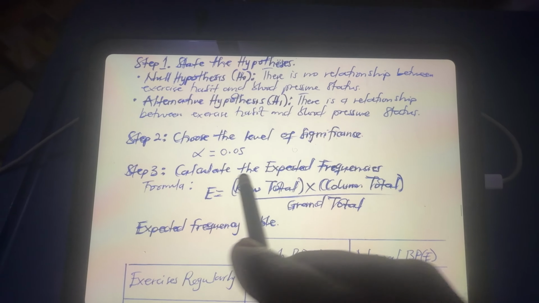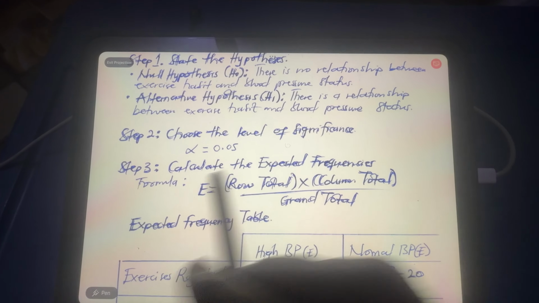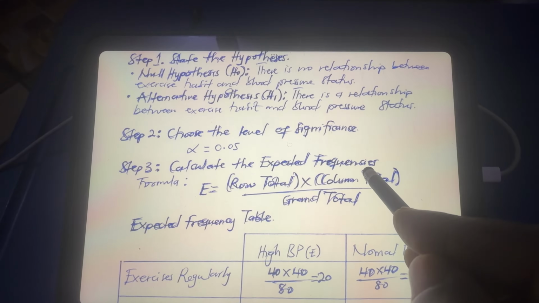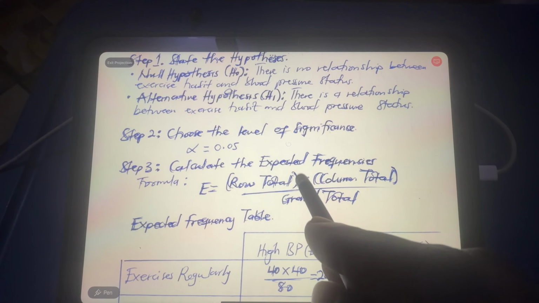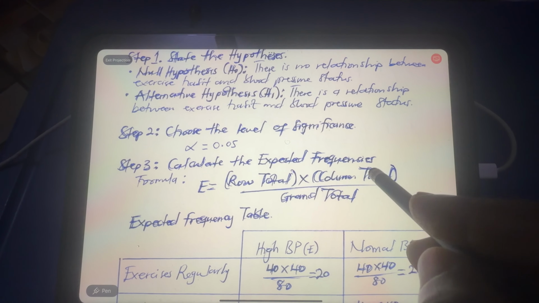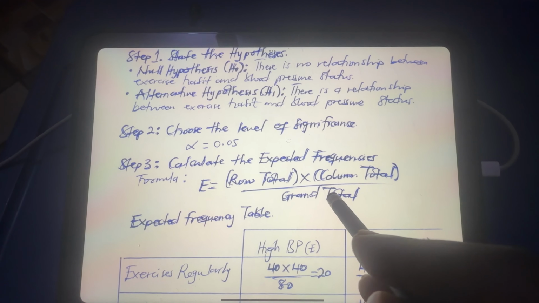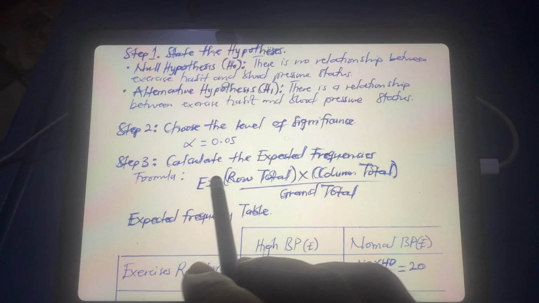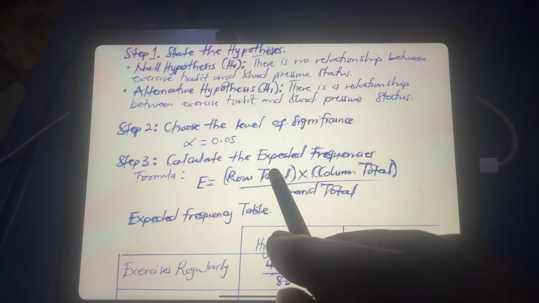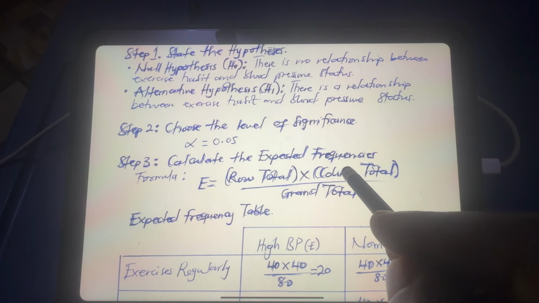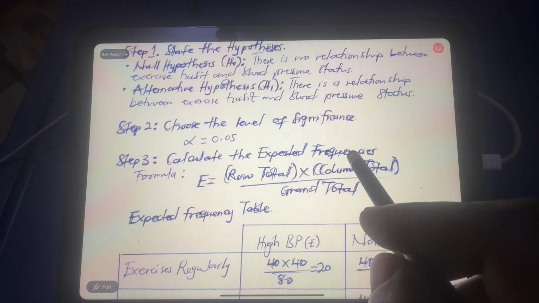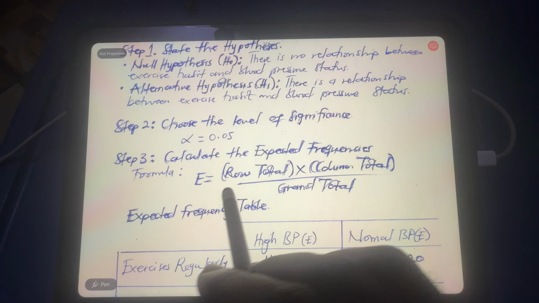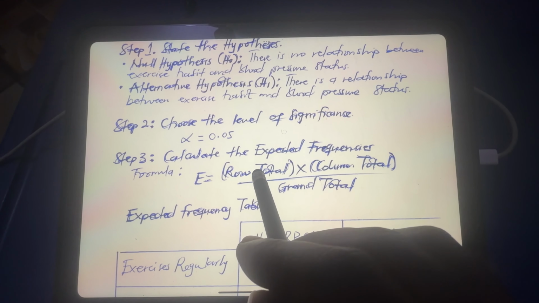Now, step 3, calculate the expected frequencies. The formula for calculating the expected frequency, E, is equal to row total multiplied by column total divided by grand total.